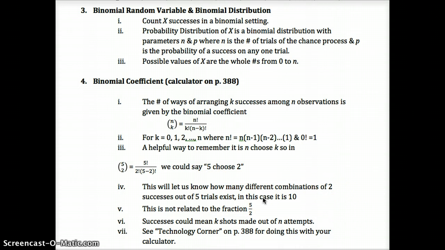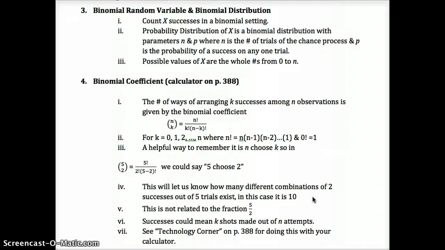So you could have the first and second, first and third, first and fourth, first and fifth. You could write all those out to check it. Your calculator can do that for you, and on page 388 it shows you it. Now one thing I want to point out, this is not related to 5 over 2 or 5 times 2. In this case it happens to be 10, but it's not related to 5 times 2. k could be the number of shots made out of a number of attempts.